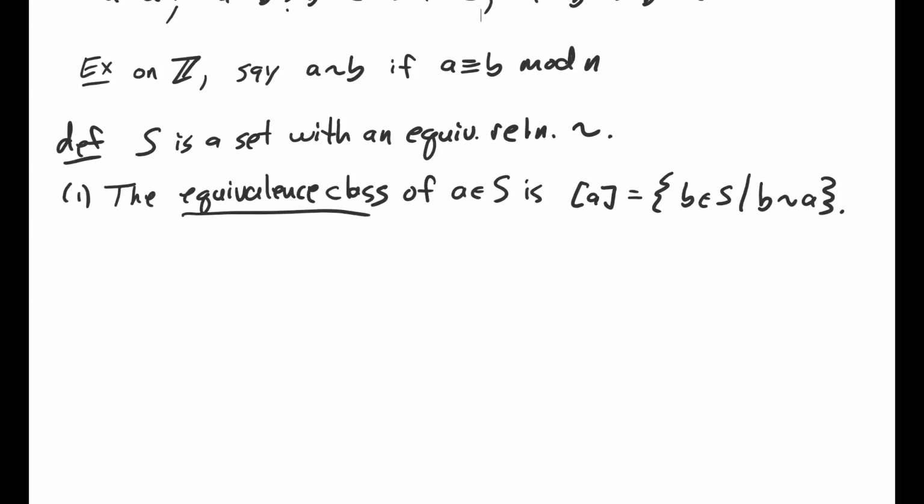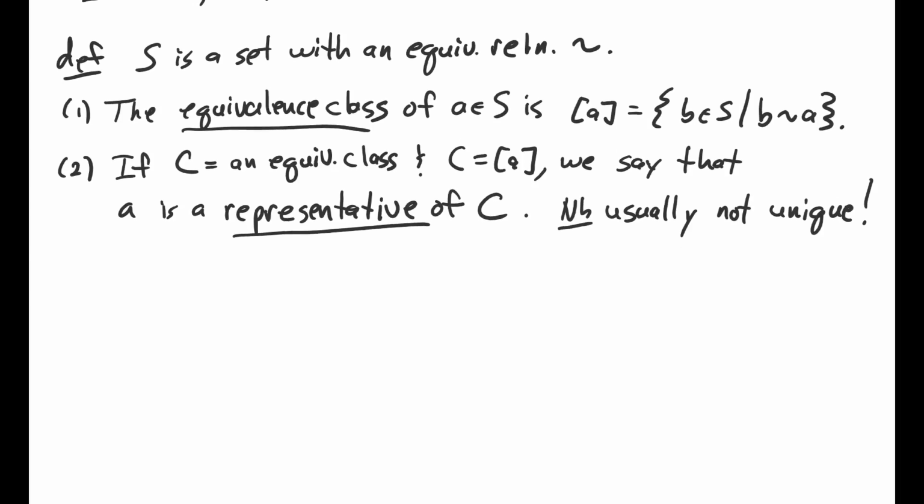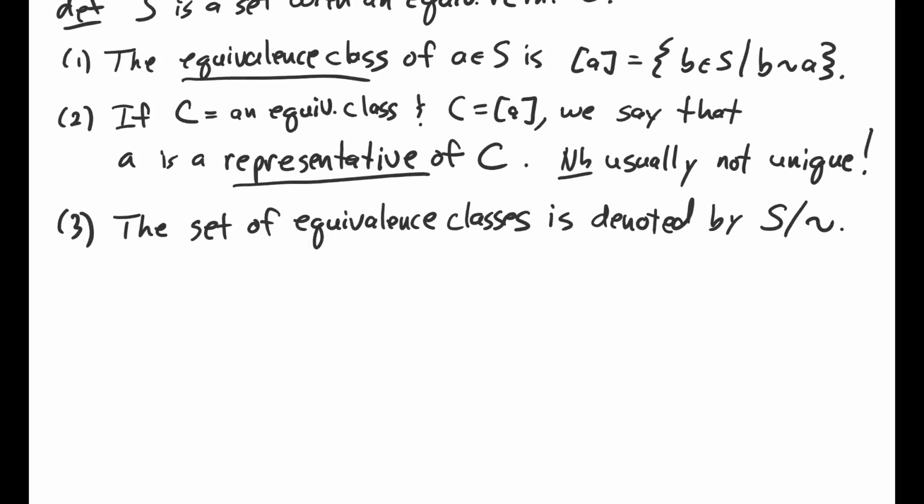Number two, whenever you have an equivalence class and it's the square bracket of some A, everything equivalent to A, we say that A is a representative of [A]. And just as before with modular arithmetic, the representative is almost never unique. Number three. The set of equivalence classes is called S mod tilde, where tilde is the equivalence relation.